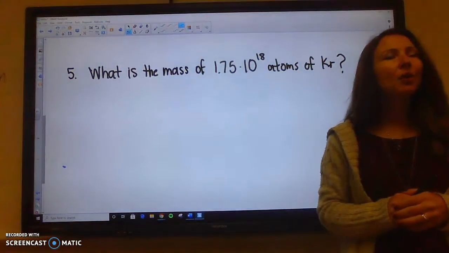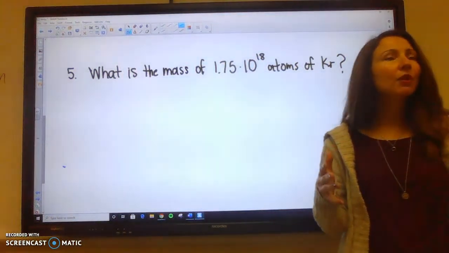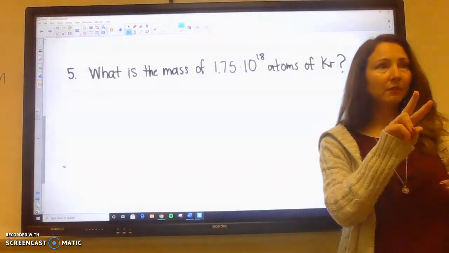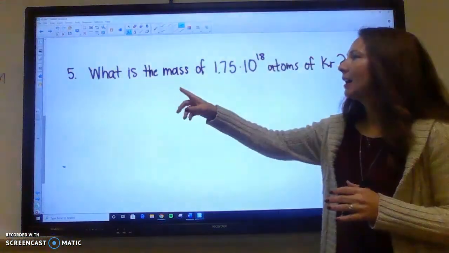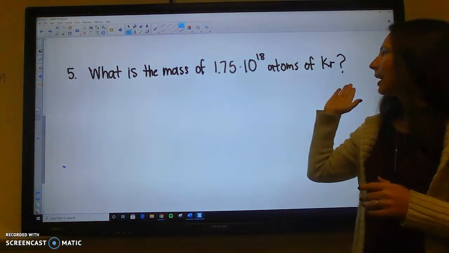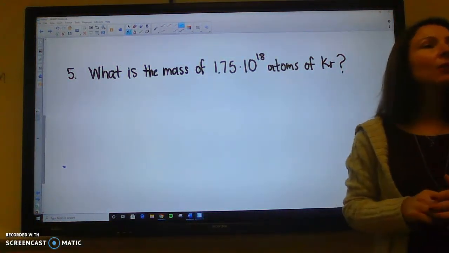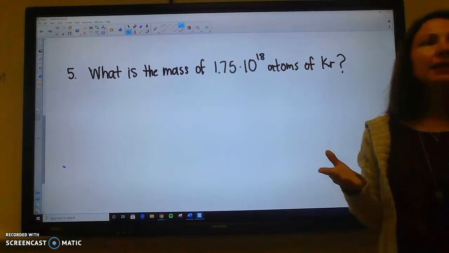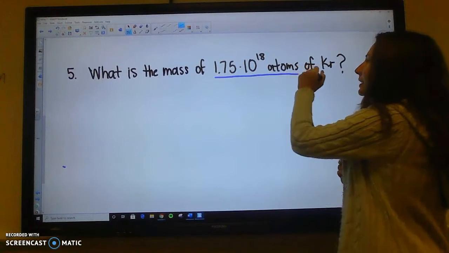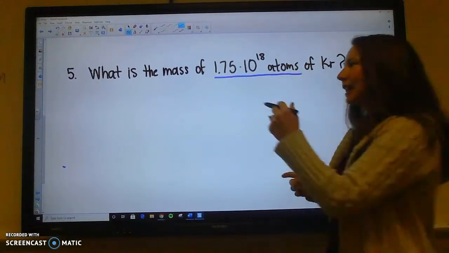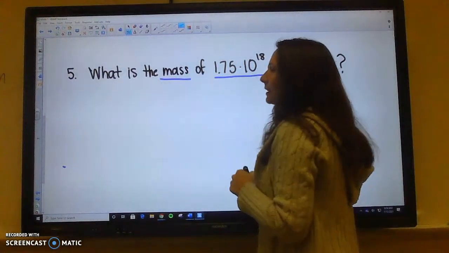All right, so we're going to go over a mole conversion that involves two-step conversions. On your worksheet, number 5 says, what is the mass of this many atoms of krypton? So the first thing we do is we look at what's given, 1.75 times 10 to the 18th atoms, and it's asking us to solve for the mass.